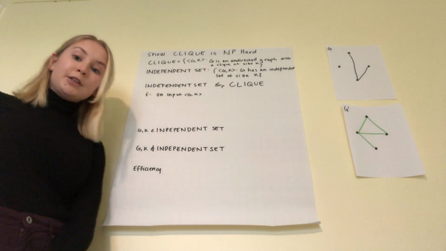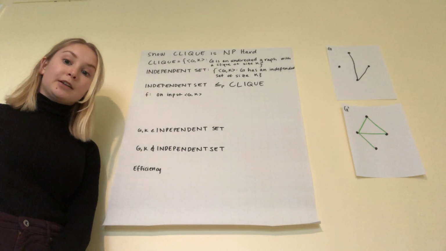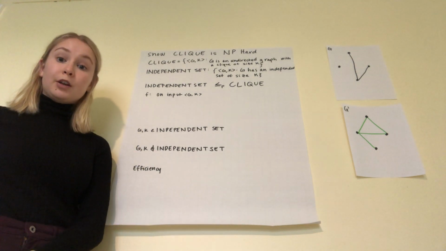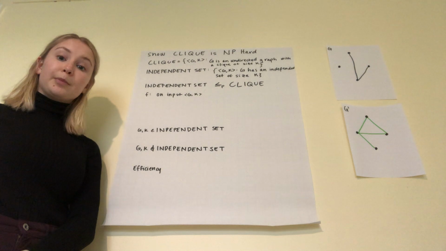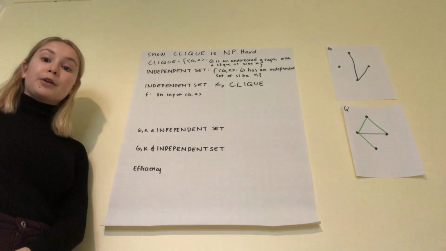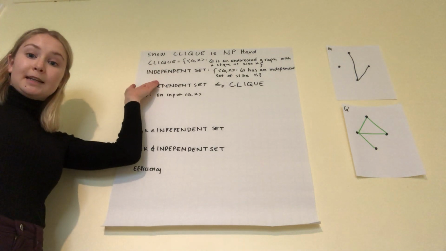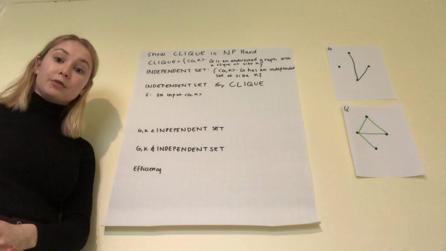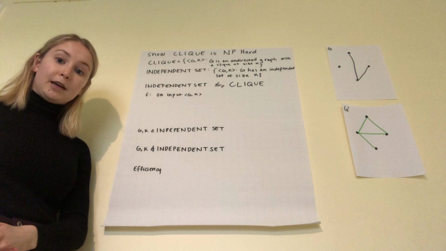Alright, so today we'll be showing that Clique is an NP-hard language. In order to show that Clique is NP-hard, we'll show that a known NP-hard language polynomial mapping reduces to Clique. Today we'll be working with Clique and independent set, and so we'll be using independent set, a known NP-hard language, in order to show that Clique is NP-hard.